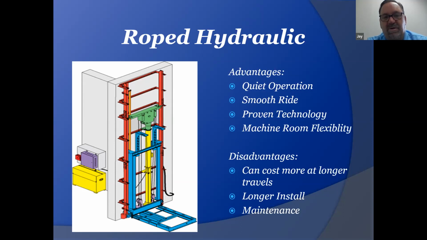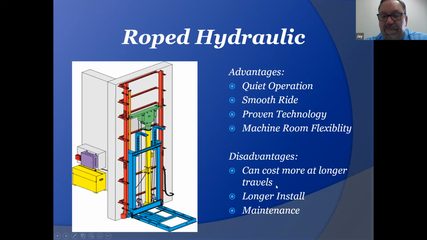The advantages: hydraulics are super quiet, super smooth riding. They've been around forever. Machine room flexibility. You could either have the machine room inside the house, or you could have it inside the hoistway. They just came out. They're called machine roomless hydraulics. You could put everything inside the hoistway. A lot of people don't have room for this equipment in their house. You only need a normal size closet for that, but a lot of people don't have that.